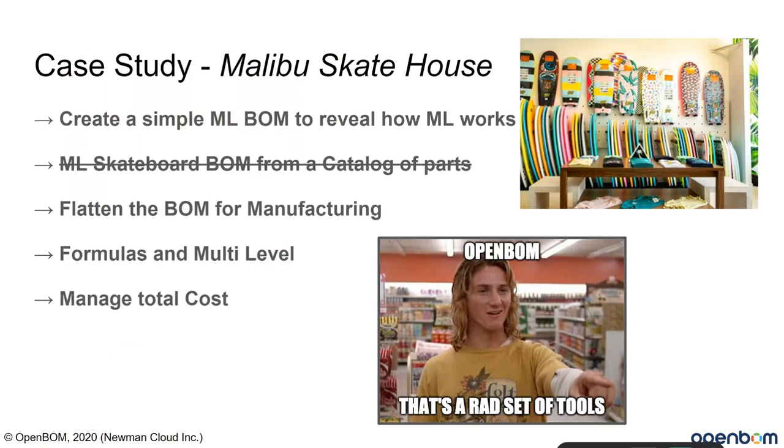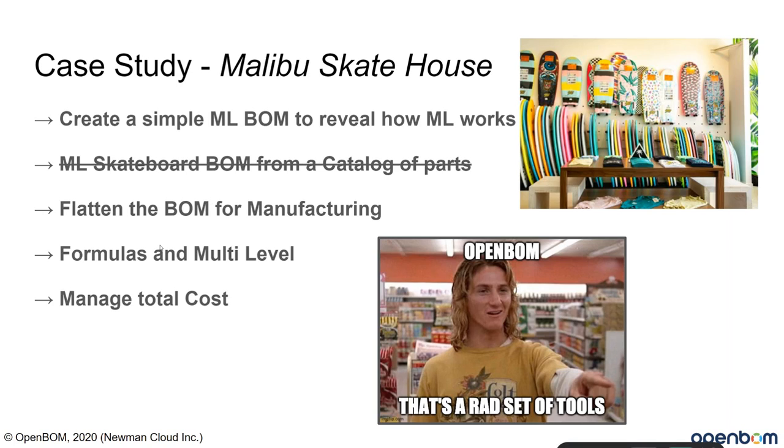All right, the case study that we're going to look at today is for the Malibu Skate House. That's a store that's near my home in California. In our lesson today, we're going to look at creating a simple multi-level BOM and reveal how the multi-level BOM in OpenBOM works. I'm going to move building a multi-level BOM from a catalog out to the second webinar in the interest of time. But everything that you learned today will apply to using a catalog. We'll deal with that on the next one.